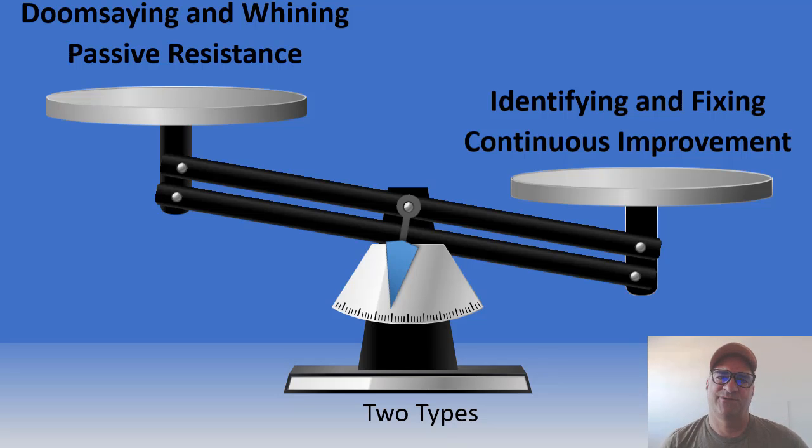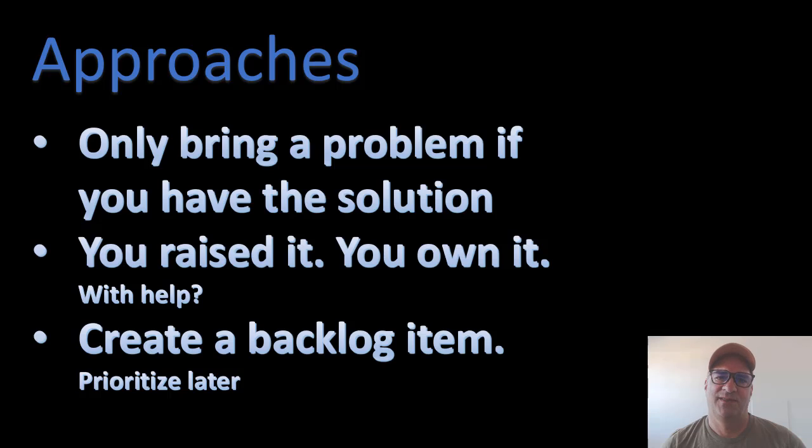So I'm assuming we identify things, we want to improve the environment. What are the different approaches that we can take to this as management? I'm going to pick three. One is a classic management style: only bring a problem if you have a solution. So you're not allowed to raise a problem or bring up anything unless you have an answer of how it should be fixed.